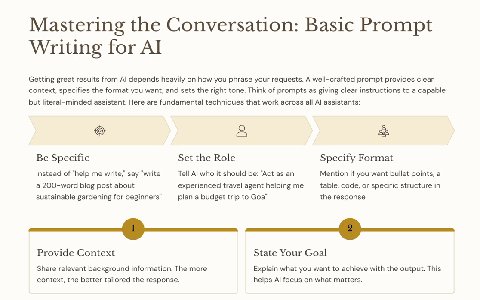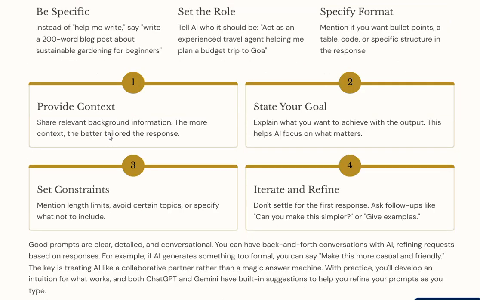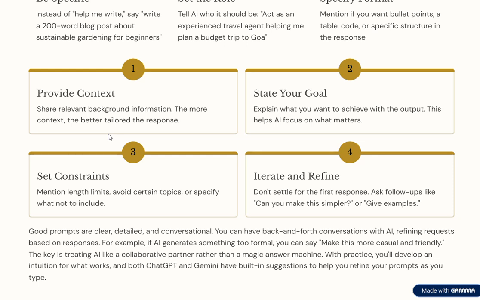Ladies and gentlemen, I want to tell you all that if you really want to be the master of prompt engineering, try to know these basic things, because these are the building blocks of prompt engineering. Try to provide context whenever you are talking to artificial intelligence. Share relevant background information. The more context, the better tailored the responses.